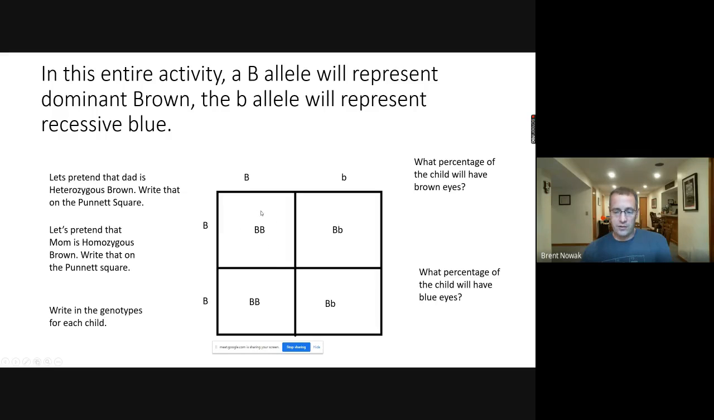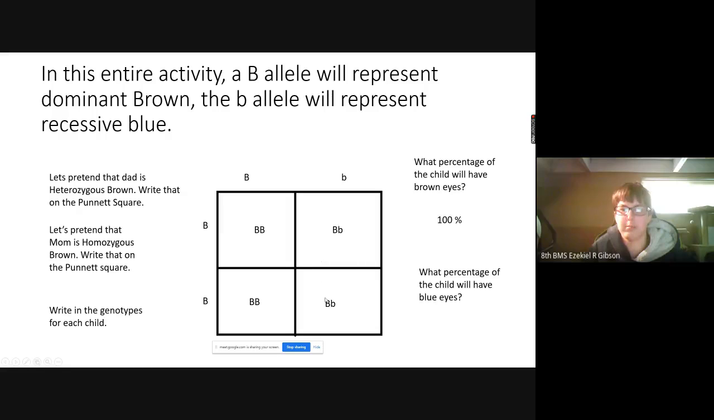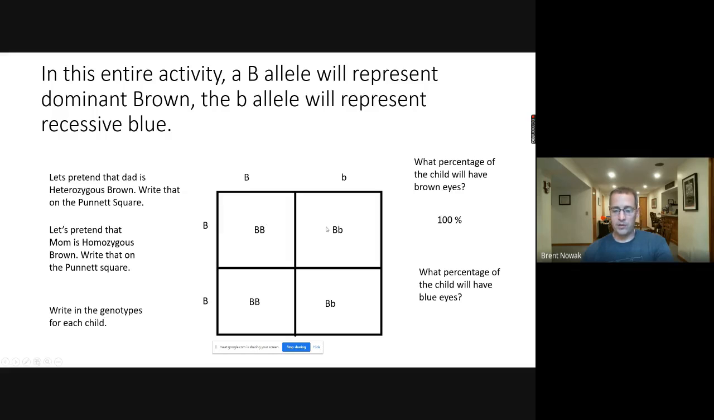So this top box, this child would have brown eyes. This top box, this child would have brown eyes. This would have brown eyes, and this would have brown eyes as well. So what percentage of the children will have brown eyes? You would say 100%. And why do these two boxes right here not have blue eyes? Because brown is a dominant trait and it takes power over the recessive. And remember, each one of these boxes represents a 25% chance. So blue eyes, 0%.